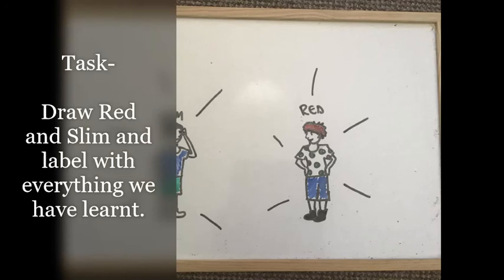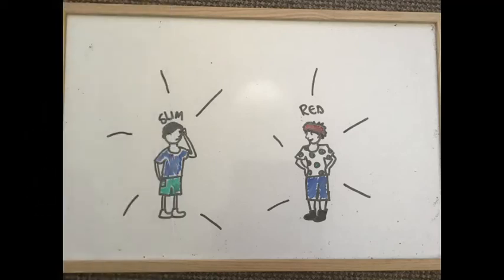I want you to draw Red and Slim and then label them with everything we've learned. Just 1 or 2 words. It doesn't have to be a big load of writing. It just has to be something like Red is confident and Slim is nervous. Things like that. Just little pieces of information that we've learned through our inference.